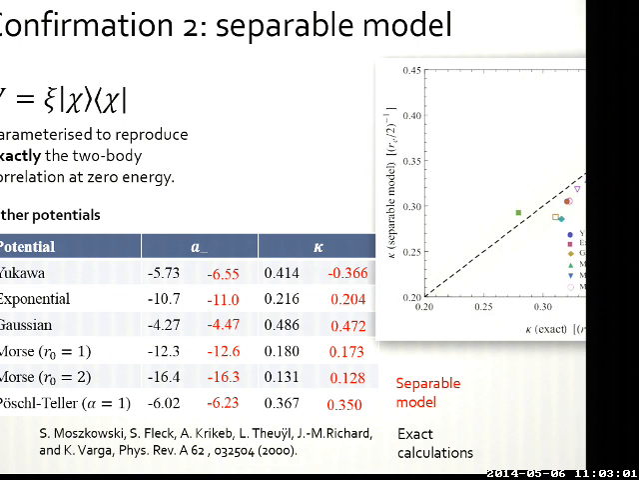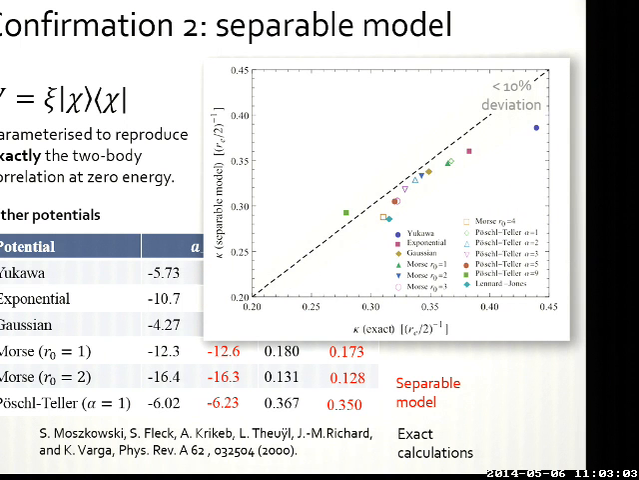In a more graphical way, so here this is the binding wave number, the exact value versus the one we get in the separable model. There's supposed to be some gray area here, but we don't see it anyway. So anyway, I just wanted to show that it deviates by less than 10% from the exact result for all these potentials. So is it over-interpreting to think that the deviation grows with kappa? The deviation grows with kappa.